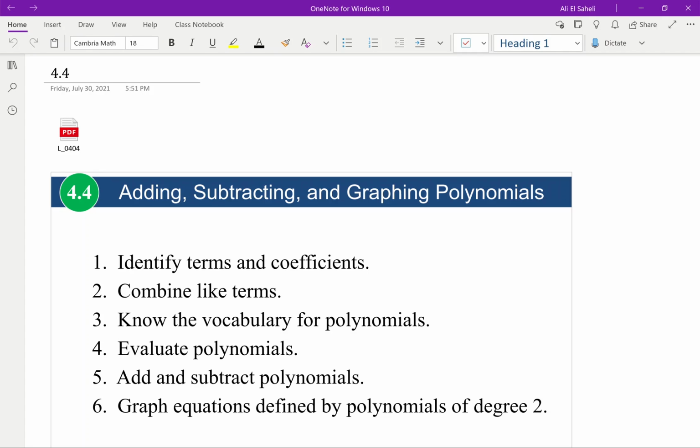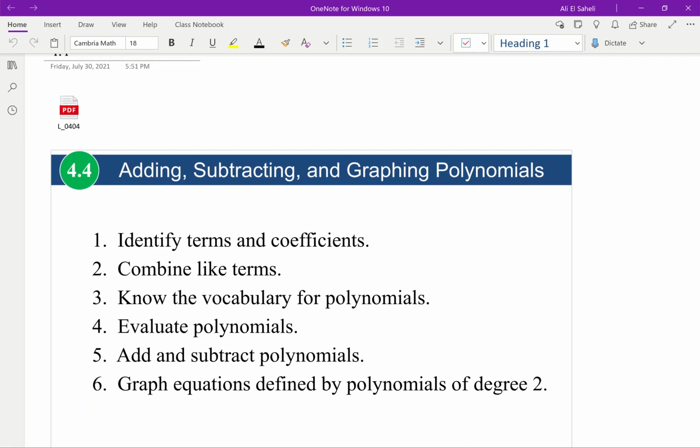In this section, we will use what we have learned before about exponentials to define polynomials and learn about their properties.